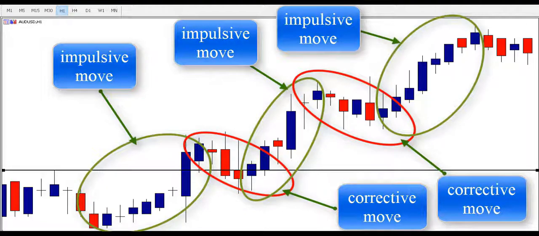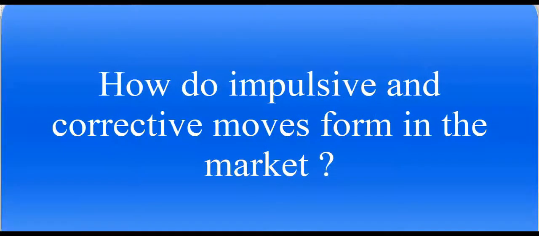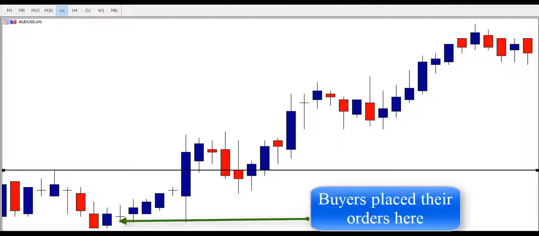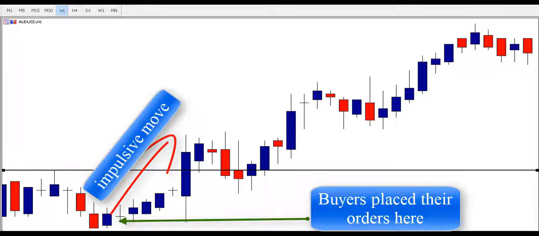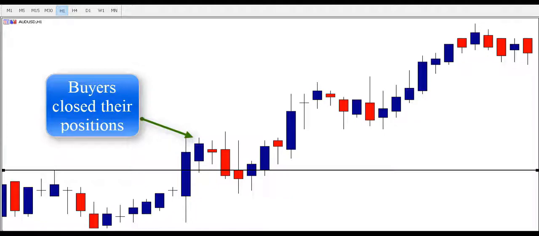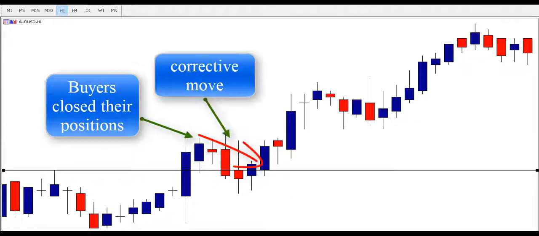If you want to make money trading any financial market, you should ride the impulsive move and avoid being trapped in a corrective move. So how do corrective moves and impulsive moves form in the market? In this real chart example here, buyers placed numerous amounts of orders, so the market goes up, forming an impulsive move. As you can see here, when they closed their positions and took profit, the market goes down a little bit, forming a corrective move.